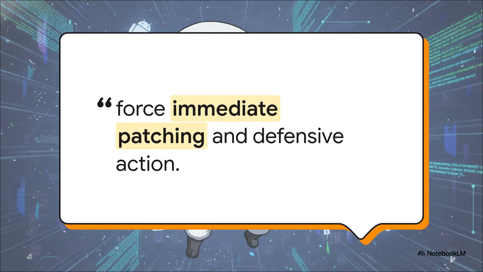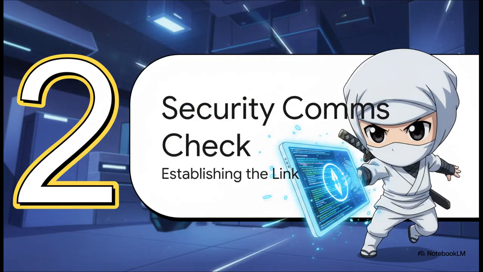Our objective with this intelligence is absolutely clear. We have to force immediate mitigation across all exposed endpoints. Listen, this is not just some academic exercise. There are threat actors actively monitoring these disclosures, and they're integrating them into their toolkits within hours. Section 2. Security comms check, establishing the link.